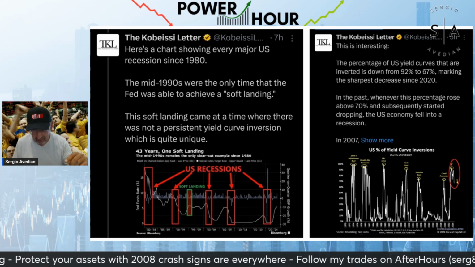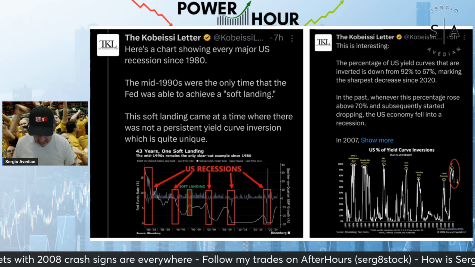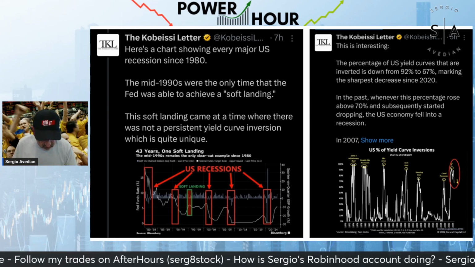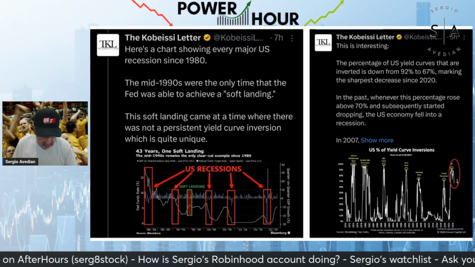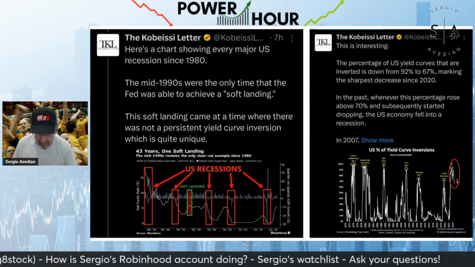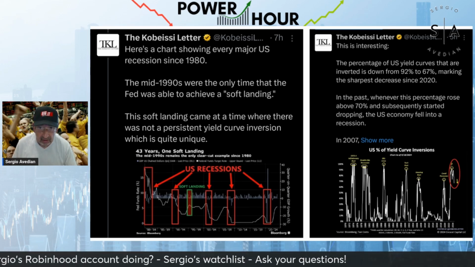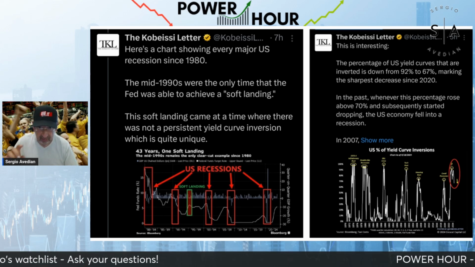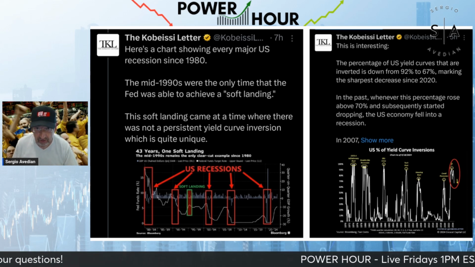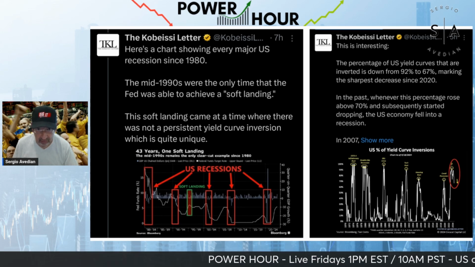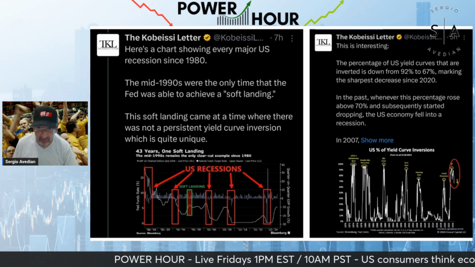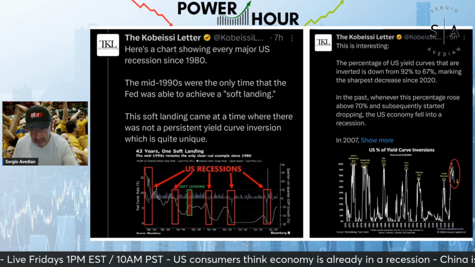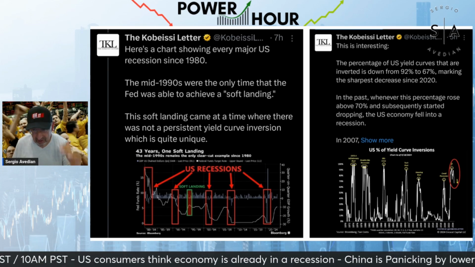And inverted yield curves are always signs of a recession. Not always, but most of the time, right? So we had a 2-year note that was way above the 30-year bond, inverted yield curve. The percentage of US yield curves that are inverted is down from 92 to 67, marking the sharpest decrease since 2020. In the past, whenever this percentage rose above 70 and subsequently started dropping, the US economy fell into a recession.